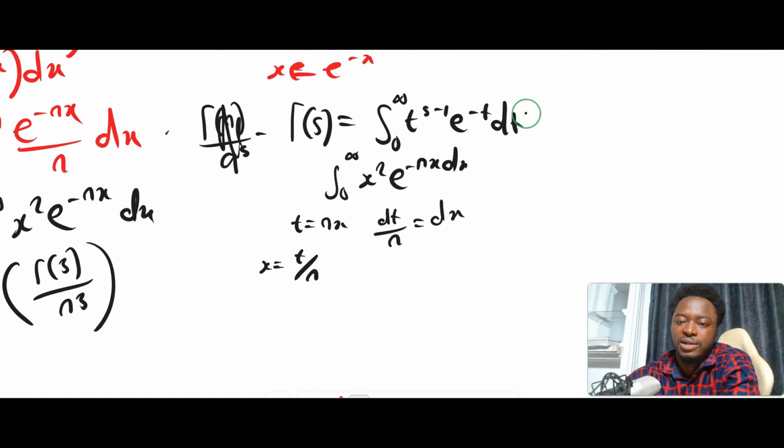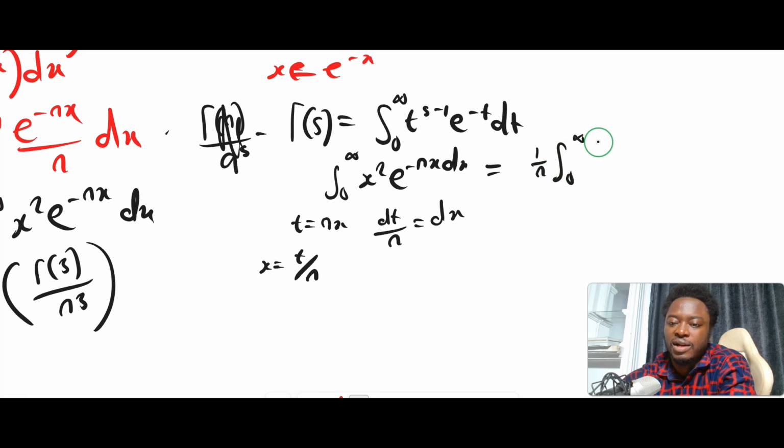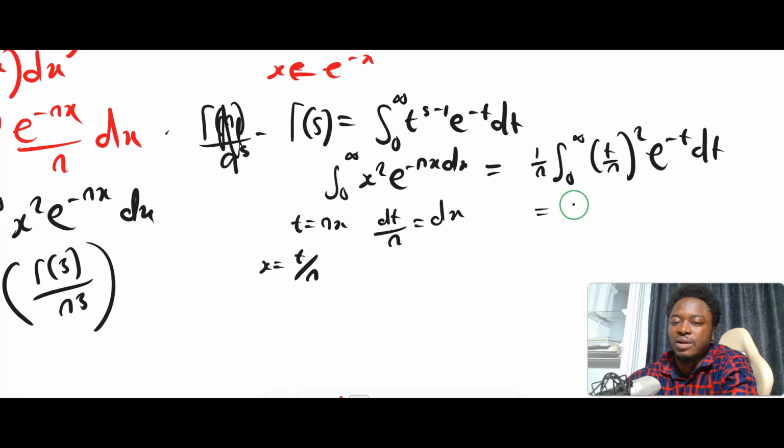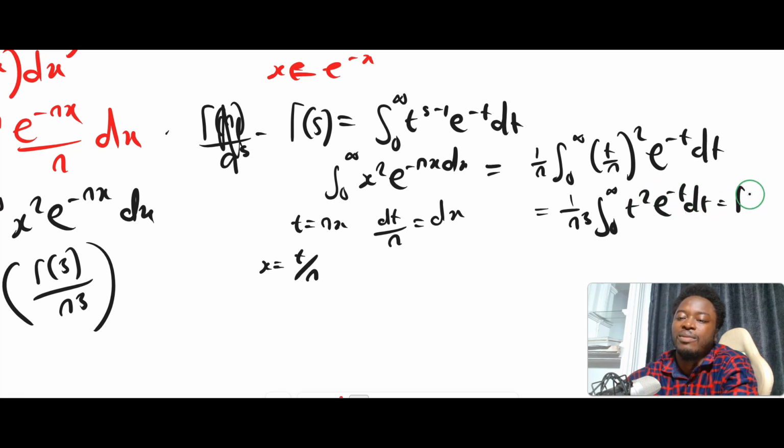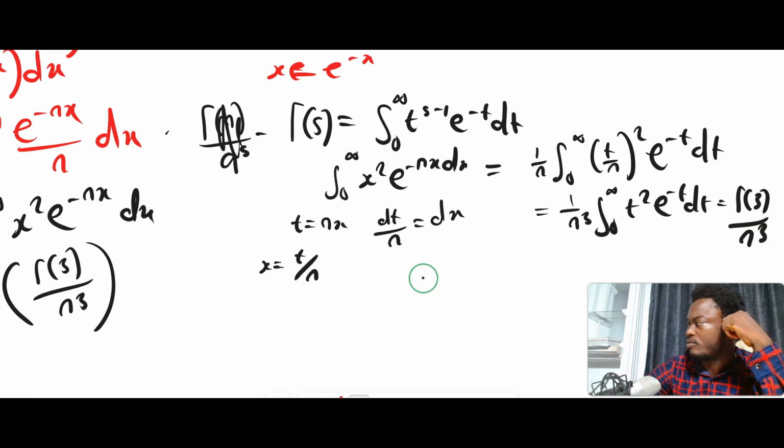So basically, this integral would become 1 over n times the integral from 0 to infinity of t over n all to the second power e to the negative t dt. So that would be 1 over n to the third power times the integral from 0 to infinity of t squared e to the negative t dt, and that would be gamma of 3 over n to the third power. So you see where we get that term from, but this is actually a very standard technique.